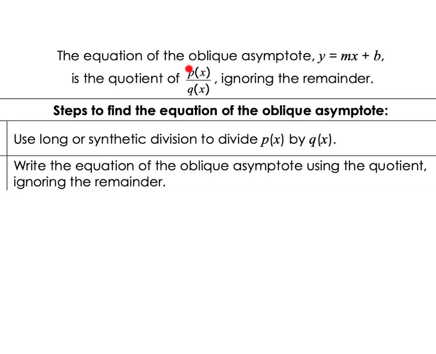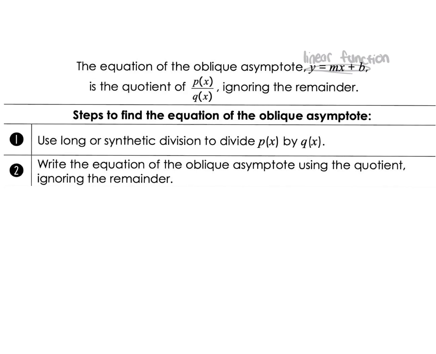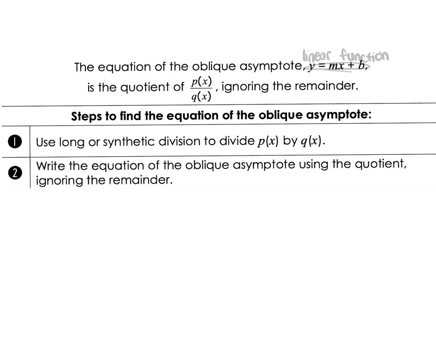So the equation of the oblique asymptote will be y equals mx plus b. Specifically, it's going to be a linear function, and it is the quotient of p of x over q of x, ignoring the remainder. So here are the steps to find the equation of the slant asymptote. You can use synthetic or long division to divide p of x by q of x, and then write the equation of the oblique asymptote using the quotient, ignoring the remainder.